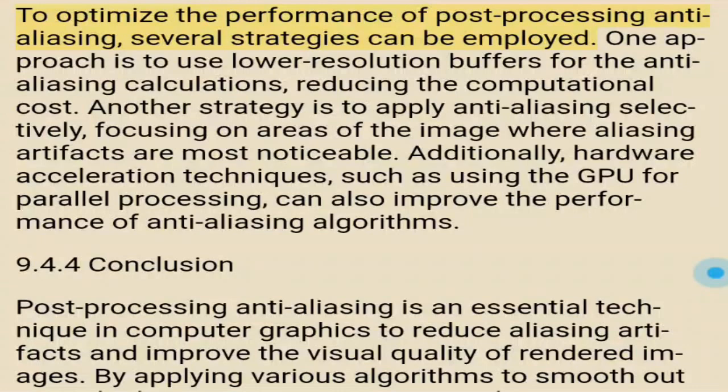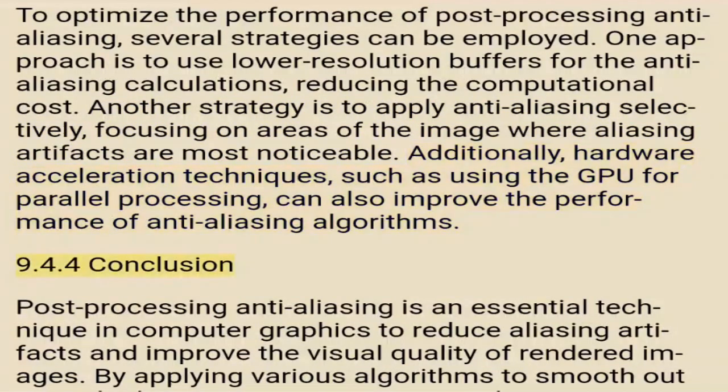To optimize the performance of post-processing anti-aliasing, several strategies can be employed. One approach is to use lower resolution buffers for the anti-aliasing calculations, reducing the computational cost. Another strategy is to apply anti-aliasing selectively, focusing on areas of the image where aliasing artifacts are most noticeable. Additionally, hardware acceleration techniques, such as using the GPU for parallel processing, can also improve the performance of anti-aliasing algorithms.